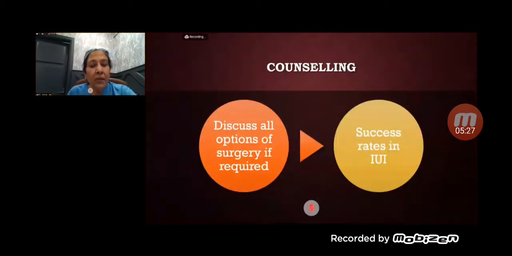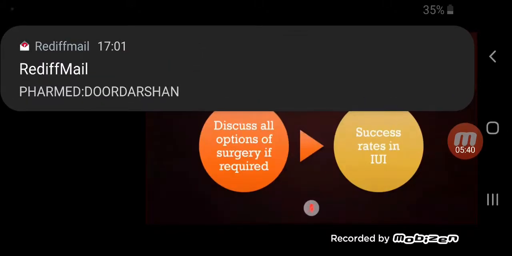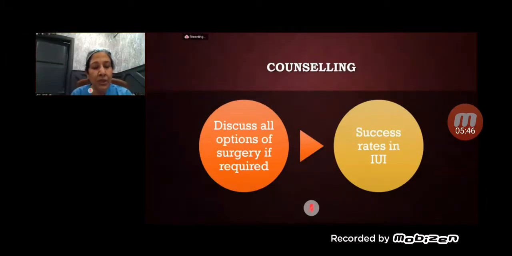So what is the counseling that has to be done for the patient? We have to discuss all the options of surgery if required, because there are a lot of fertility enhancing procedures. Suppose the tubes are patent, but they are adherent somewhere, or there are flimsy adhesions which are taking the tubes and they're just adherent to the lateral abdominal walls. So just releasing the tubes from there could give us a better result.